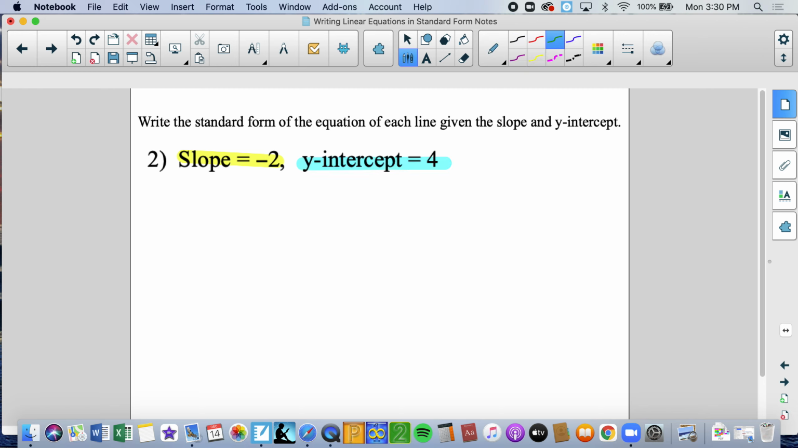So when we are given the equation, we're going to use the template y equals mx plus b, and then we're going to plug in those values for m.